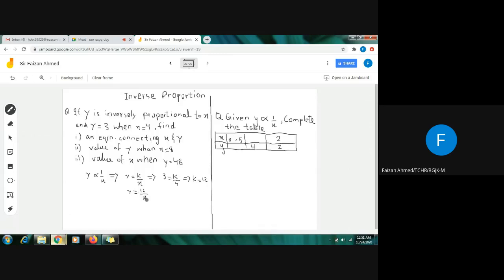Now the second part: I have to find the value of y. I will use the exact equation, that is y equals 12 upon x. So 12 will be as it is, and in the second part the value of x is 8, so I will write 8 like this, and this will be reduced by 4, this will be 3 upon 2. Since it is an improper fraction, I can write it like this, one whole number 1 upon 2.